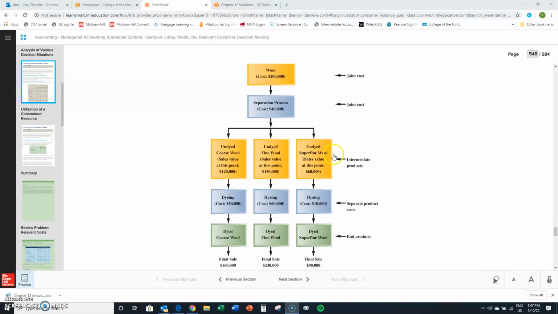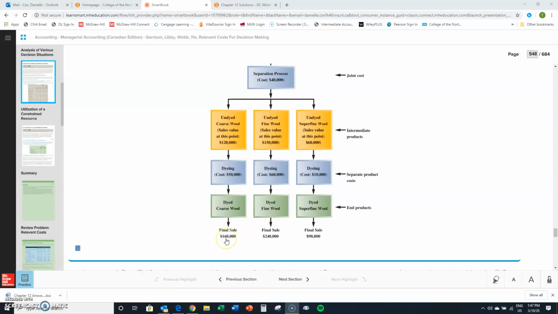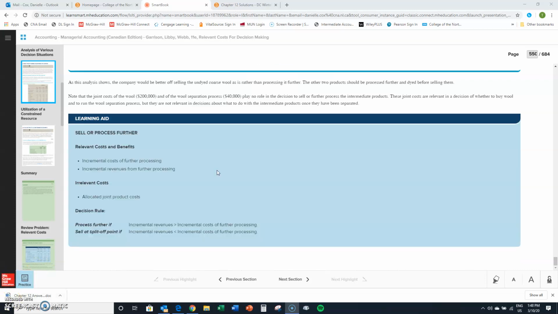So the decision here is to sell or process further. You're going to go through this process to get your three different products. Do we sell these products here, or do we process further? Do we take each product and do further processing to come up with a new product? And we're going to look at the criteria for making that decision.